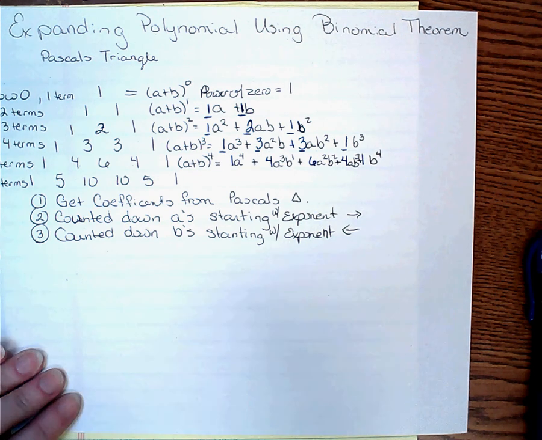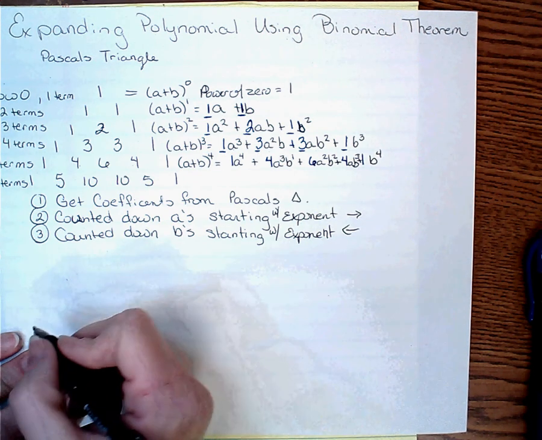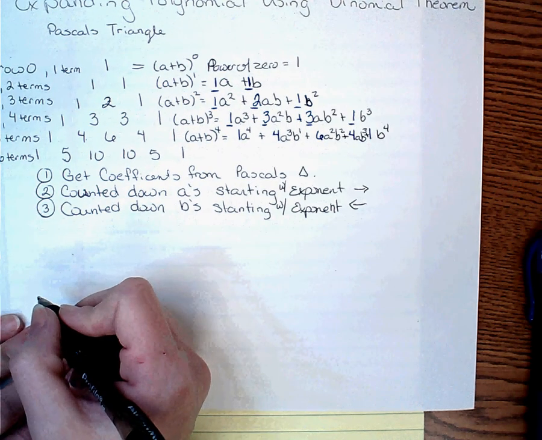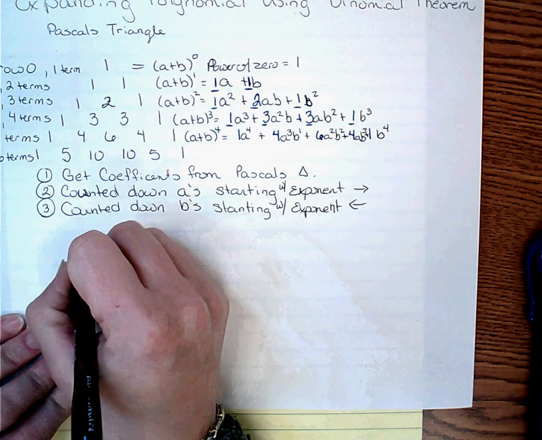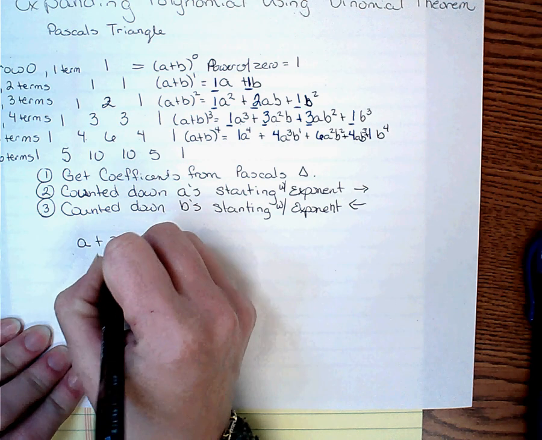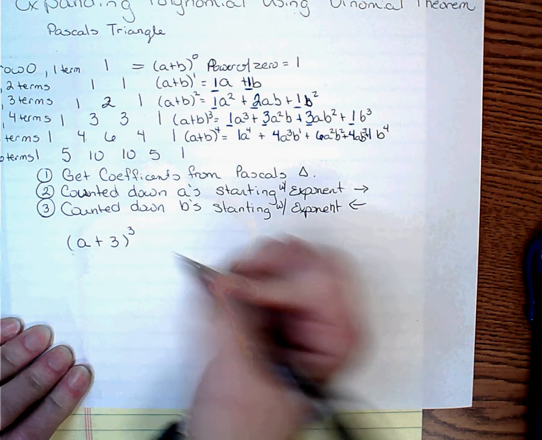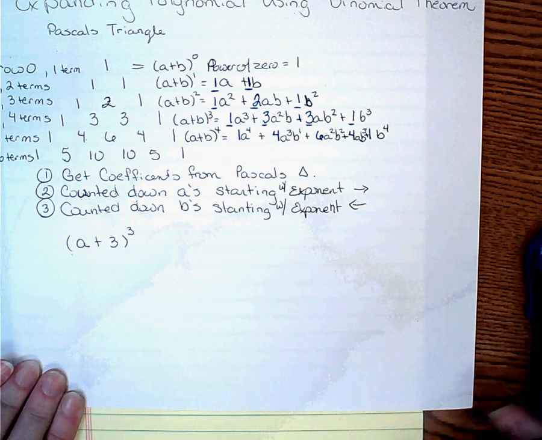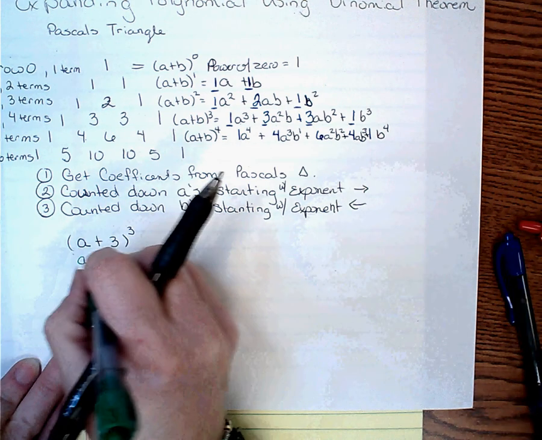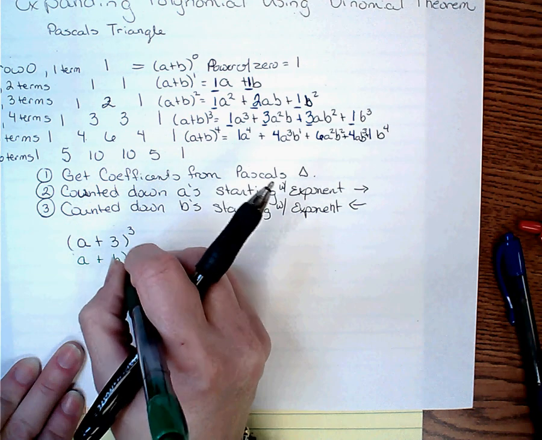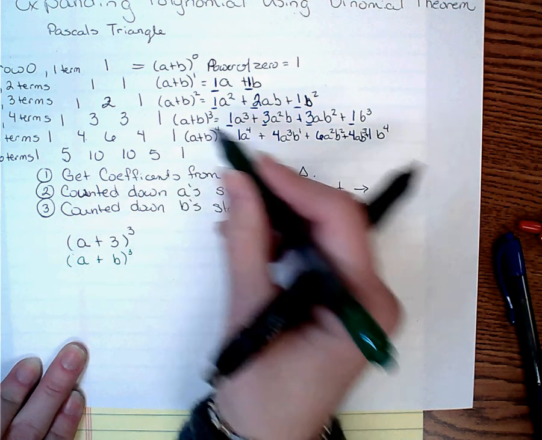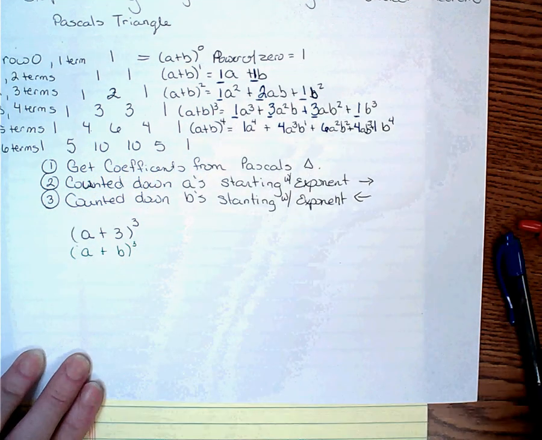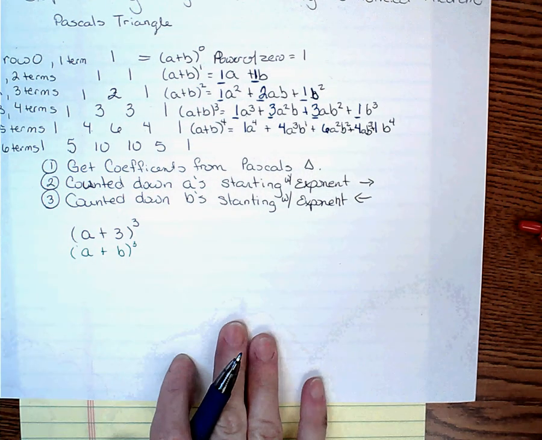So that leads me to expanding binomials. Now we're going to apply it to two examples. The first example that we're going to use is a plus 3, and we're going to cube it. So to do that, I'm going to go ahead and write a plus b to the third, since we've already done it up here. Now remember, we got our coefficients from above.